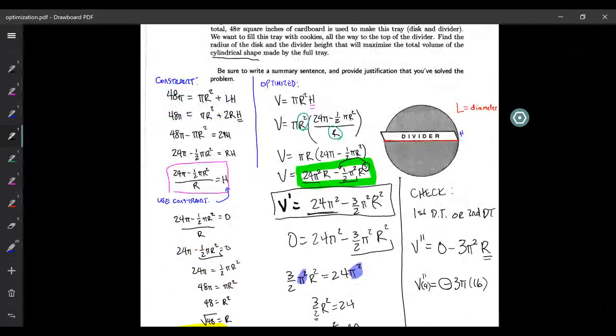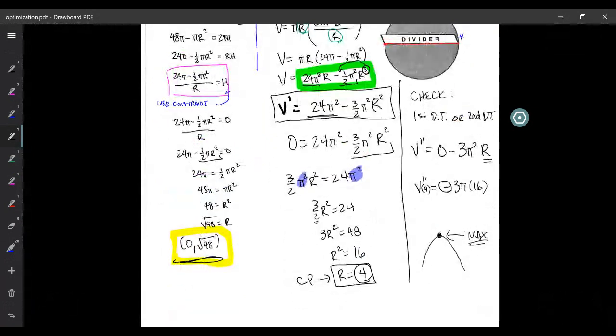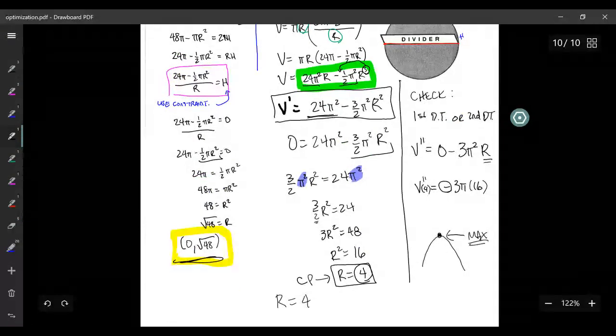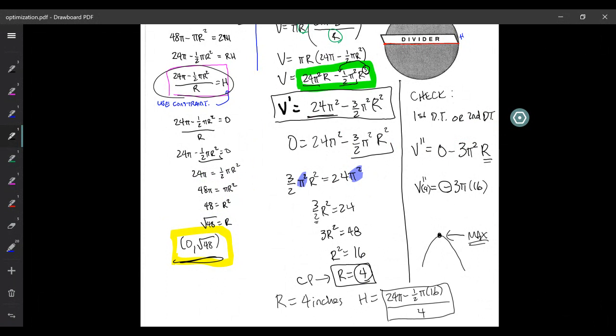It says determine the radius of the disk and the divider height. So the radius is 4 inches. Then the height, if you look back at the very beginning, I'm going to plug in right there. So 24 pi minus 1/2 pi times 16, over 4. And whatever that cleans up to be is going to be your height.